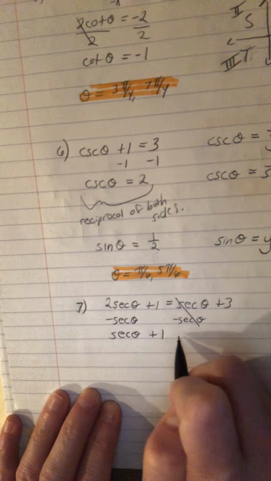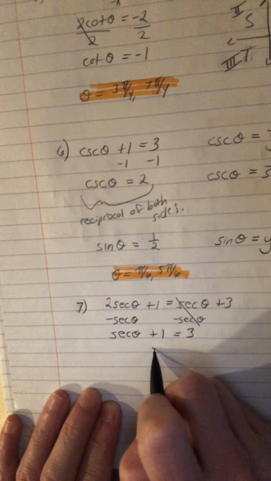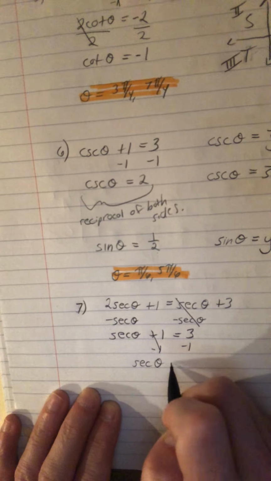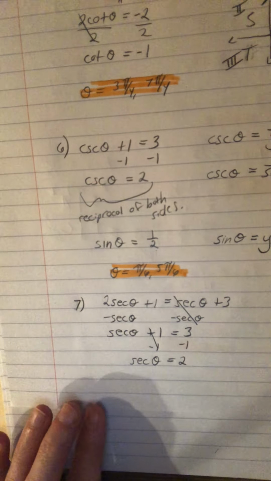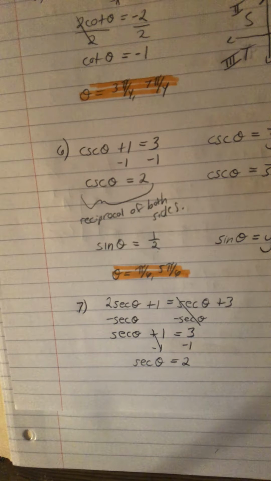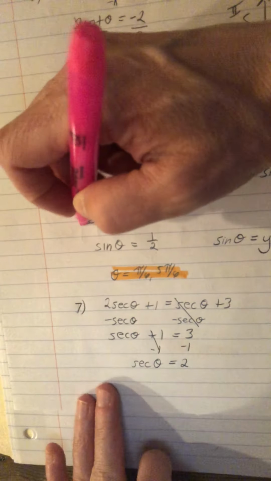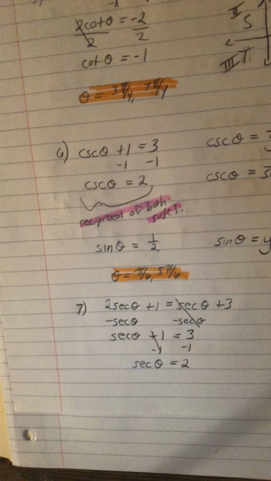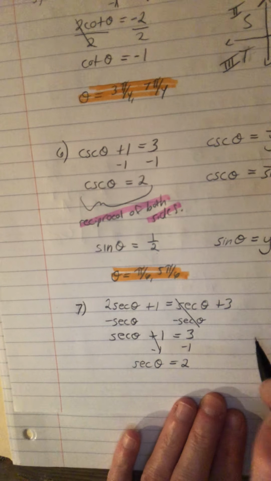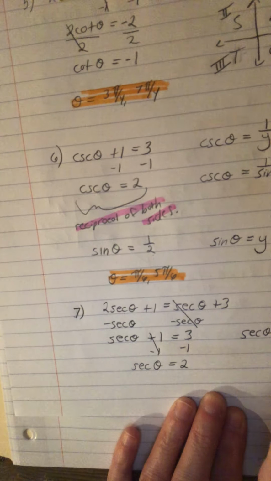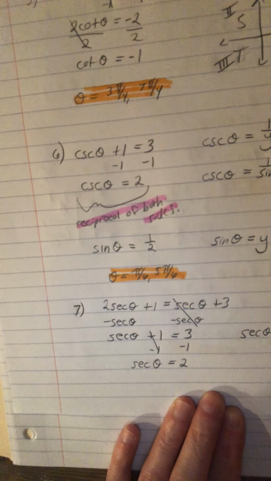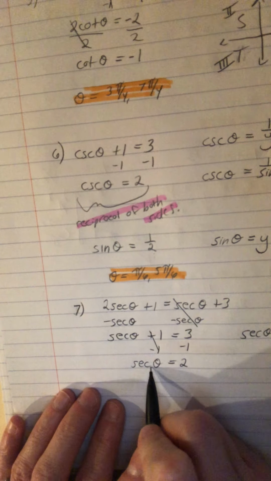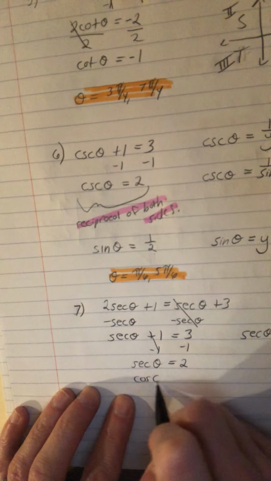Now, it's plus 1 equals 3. Now I'm going to subtract that 1. And I'm going to get secant theta equals 2. We are going to use the same exact strategy that I used up here. We're going to take the reciprocal of both sides. Remember, secant theta is equivalent to 1 over cosine. So its reciprocal will be cosine. So the reciprocal of secant theta would be cosine theta.